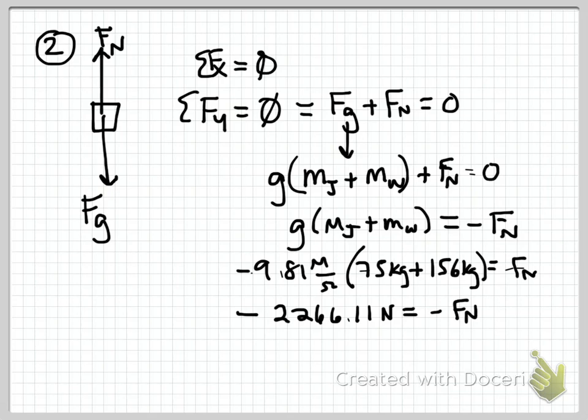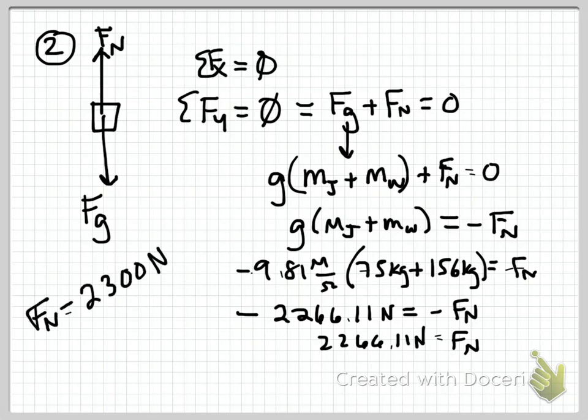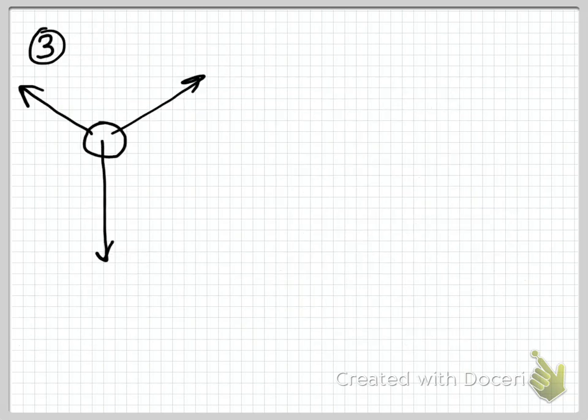So when we do our sig figs, this is going to be 2266.11 newtons equals the normal force, taking out the negative signs. So when considering that we have 2 sig figs, we've got a normal force of 2,300 newtons. That one's pretty easy. Okay, this is number 3 on 4A, and we've got another cable force of tension problem, which everybody just loves.